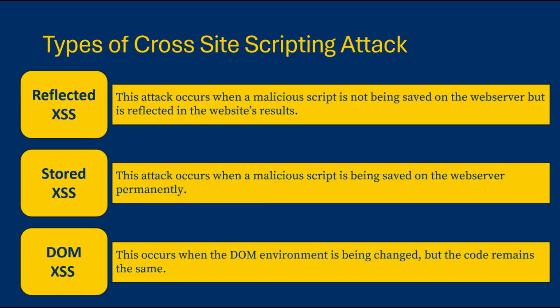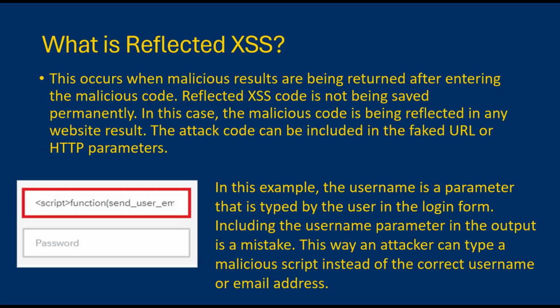There are three types of cross-site scripting attack, namely reflected XSS, stored XSS, and DOM XSS. Reflected XSS is a malicious script which is not saved but is reflected in the website result. The next is stored XSS. As the name suggests, the script is saved on the server by injecting it from the client side. In DOM XSS, the malicious code or script changes the DOM environment but the code remains the same. Now we will discuss each type in great detail so that it will be more clear.